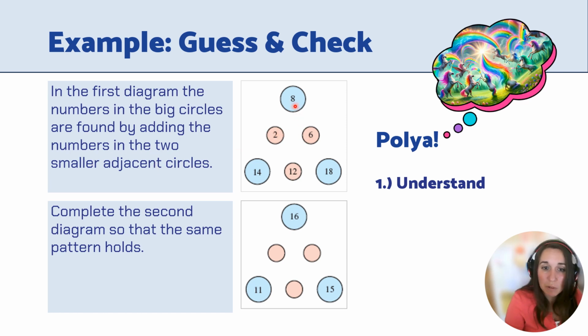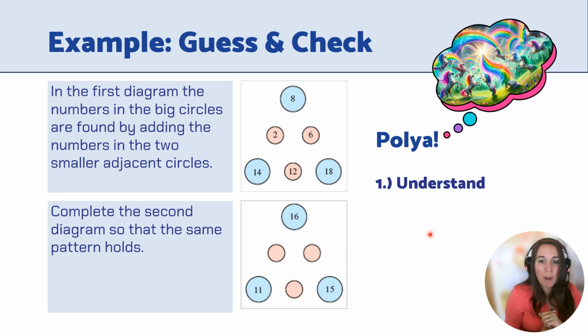2 plus 6 equals 8. What circles are adjacent to my big 14? 2 and 12. 2 plus 12 equals 14. And what circles are adjacent to my 18? 12 plus 6. Okay, that gives me my 18. So now I need the same property to hold down here. And so now that I understand all the words in the problem, I understand what I'm being asked. I've taken the time to put it in my own words.